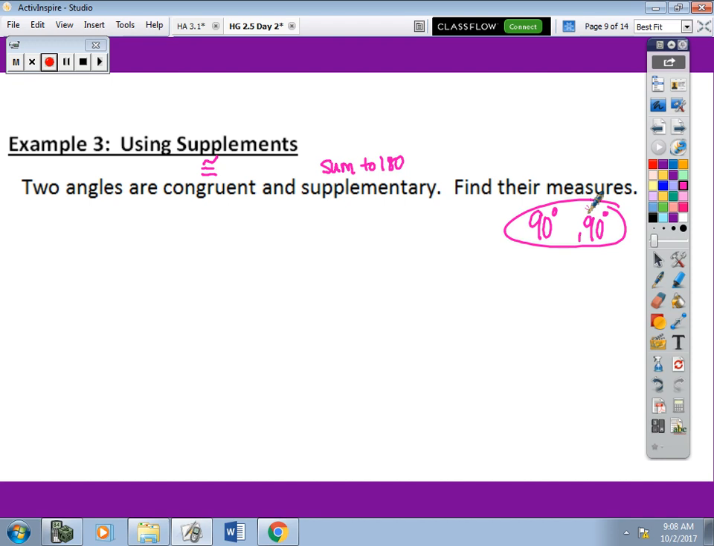If you wanted to do that algebraically, you could do x plus x equals 180, because the same number plus the same number, and then you would get 2x equals 180, and x equals 90. So for those of you that think more algebraically, on the homework you'll see a couple like this, you just have to think them through.